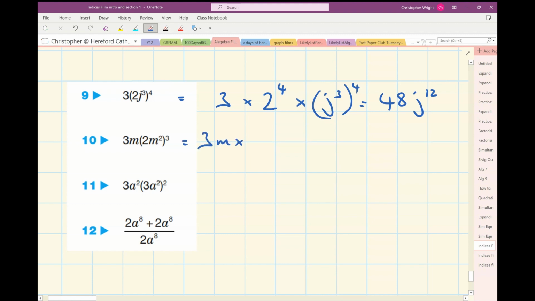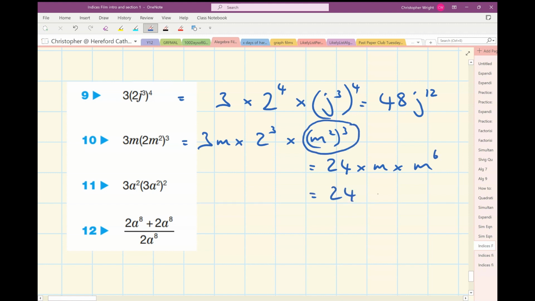3m times, and now I've got 2 cubed, 2 raised to the power 3, and m squared raised to the power 3. So that is going to be 3 times 2 cubed. 2 cubed is 8. 3 8s are 24. Times an m, times m to the power of, I'm thinking what this is, m to the power 6. So that's 24, m to the power 7. Right, running out of room here.